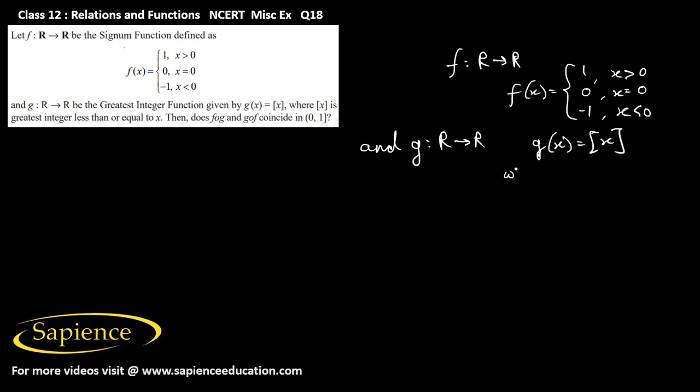Where bracket x is the greatest integer less than or equal to x, the greatest integer which is less than or equal to x.